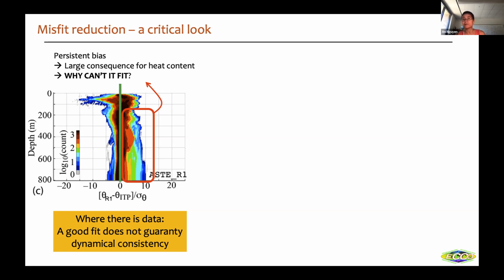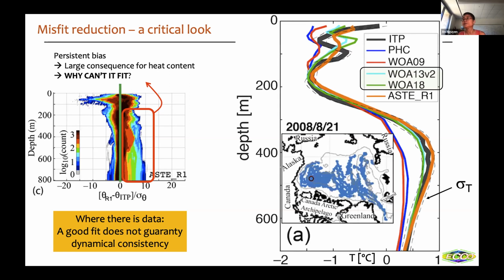But then we have to understand sometimes a good fit does not guarantee dynamical consistency, if that's what we try to obtain in order to understand the changes. And I provide here an example. I just took one profile in the Canada Basin, and that's the dark black curve here, with the dashed black showing the uncertainty of that data. This is only for one profile.